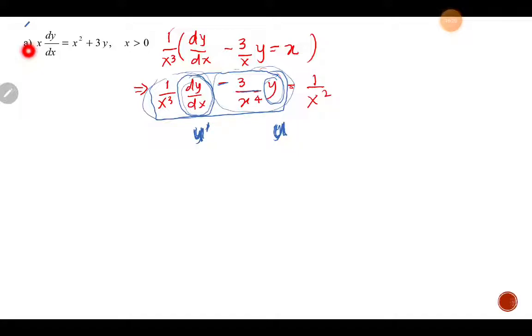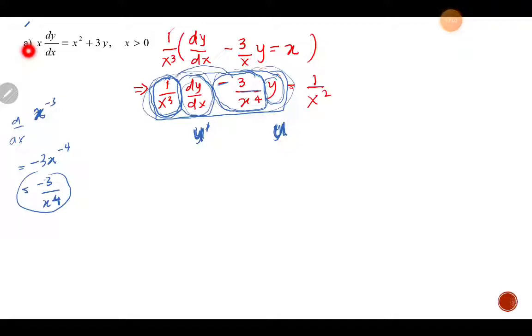Nampak tak? Yang ni pula kita ada 1 over x cube. 1 over x cube ni adalah x kuasa negatif 3. Betul tak? Okay, ni adalah x kuasa negatif 3. Kalau you cuba differentiate dia, you akan dapat apa? Okay, you akan dapat negatif 3x kuasa negatif 4. So, isn't it the same as this one? Sama kan? Maknanya, negatif 3 per x kuasa 4 ni adalah hasil derivative of 1 over x cube.